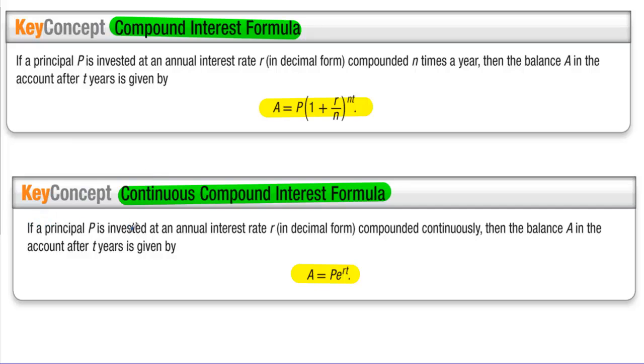If a principal P is invested at an annual interest rate in decimal form compounded continuously, then the balance A in the account after t years is given by the PERT formula, A equals P times e to the RT.